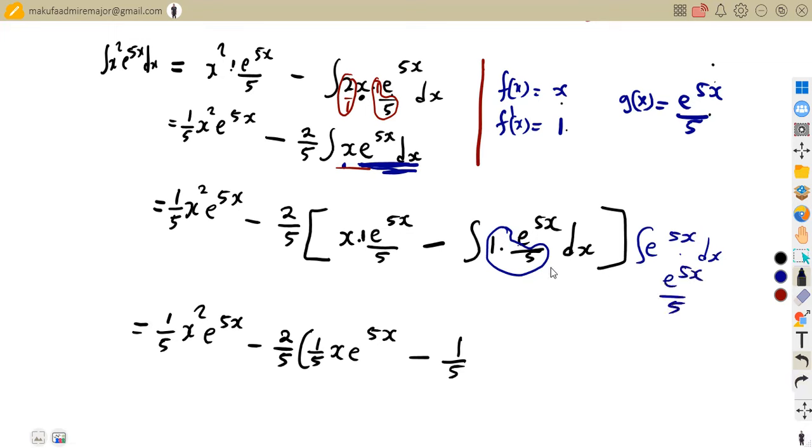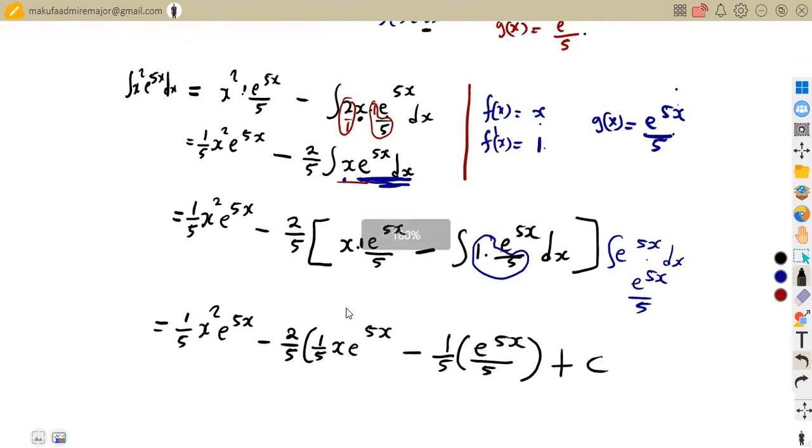I said it's going to give us e to the exponent of 5x over 5. So the whole part here, after integrating, if we take this 1 over 5 out, then you integrate e to the exponent of 5x. You're going to obtain e to the exponent of 5x over 5. This one is just a repetition, guys, as we can see. So everything plus the constant of integration.